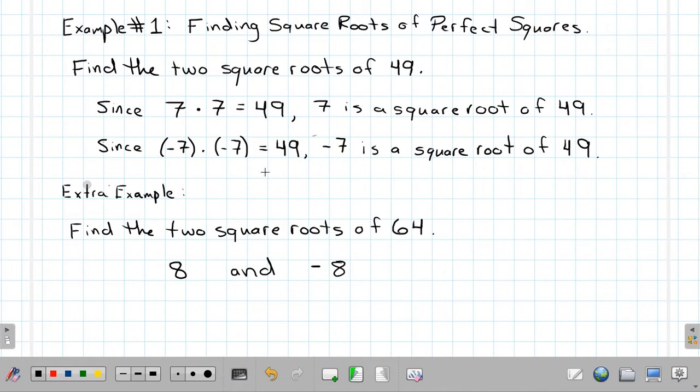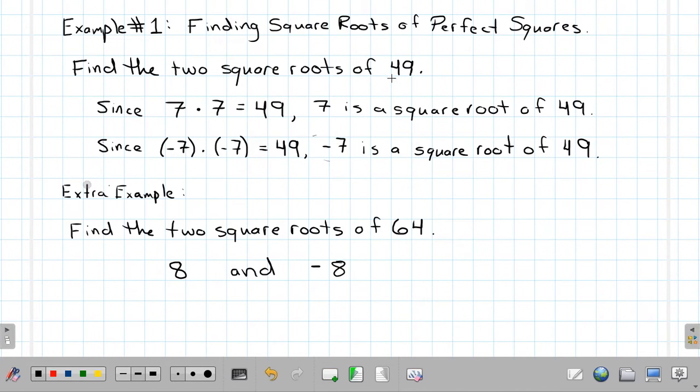But when you're taking a square root of a number, technically every time you should have two different square roots. So the square roots of 49 are 7 and negative 7. Square roots of 64 are 8 and negative 8. Square roots of 25 are 5 and negative 5. So any positive number you take the square root of, you should have two square roots, the positive square root and the negative square root.